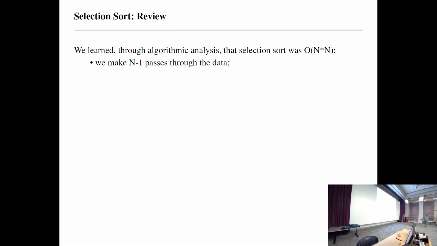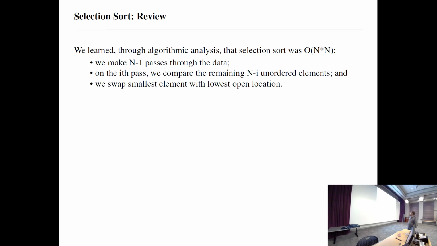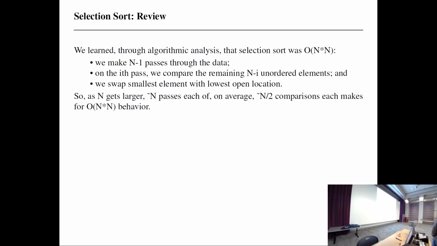We make n minus 1 passes through the data, just like our cards. We had 5 cards, we made 4 passes. On each pass, we compare the remaining n minus 1 unordered elements, which in the worst case cost me n work. I swap the smallest element with the lowest location that's still under consideration. That is a constant time operation. So as n gets larger, I make about n passes of, on average, n over 2 comparisons, which makes for order n squared behavior. This is the short text that goes with that painful back-of-the-envelope calculation we did before.